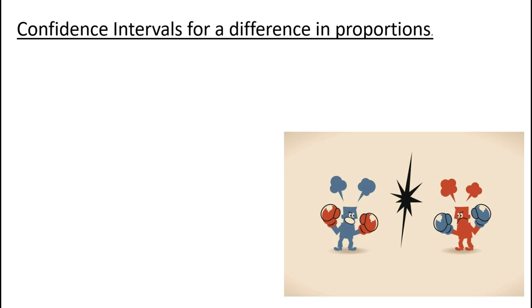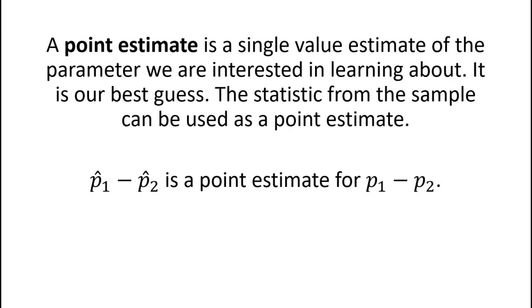Next, we're going to look at confidence intervals for a difference in proportion. Recall that our goal is to learn how to translate the information contained in a single sample to learn about the parameter. The most simplistic way to do this is to use a point estimate. Recall that a point estimate is a single value estimate of the parameter we are interested in learning about. It is our best guess. The statistic from the sample can be used as a point estimate.